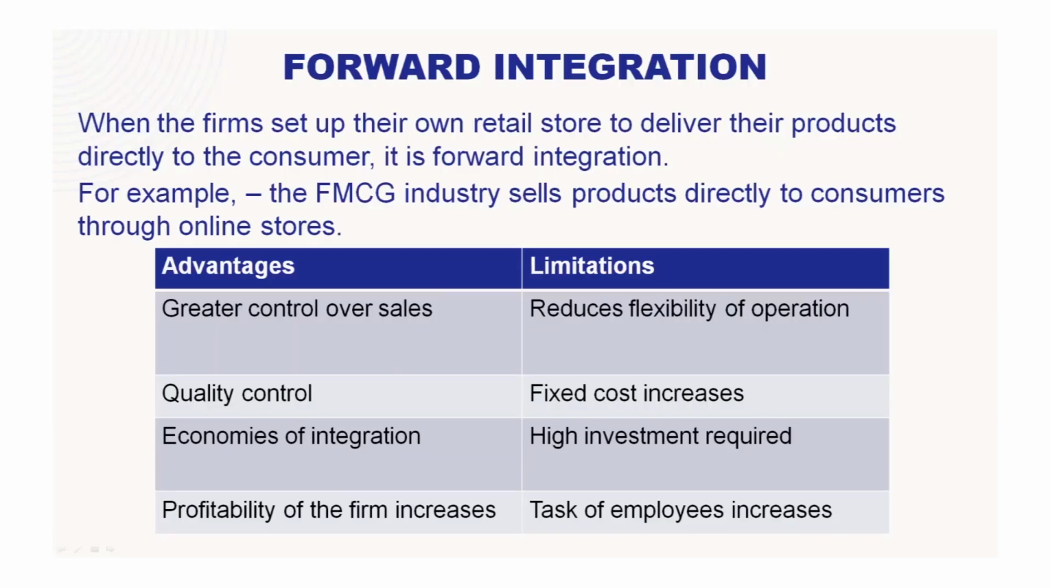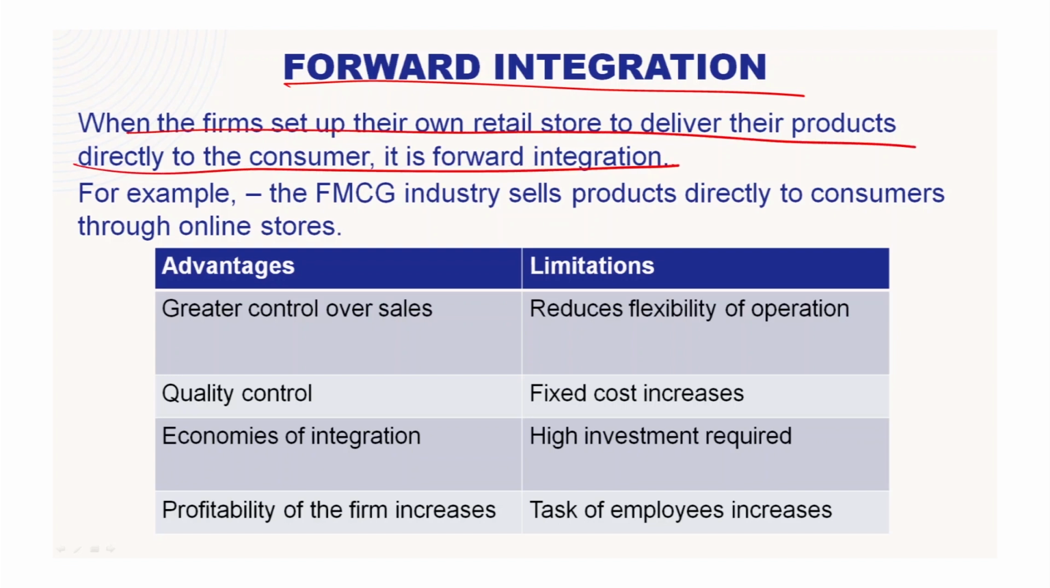Just like backward integration, you have forward integration. When the firm sets up its own retail store to deliver its product directly to the consumers, it is forward integration. It means you are eliminating the middleman. We can take the example of FMCG industries selling products directly to the consumer through online stores. It is good for the organization as well as for the consumers, because the cost will be lower for both parties.